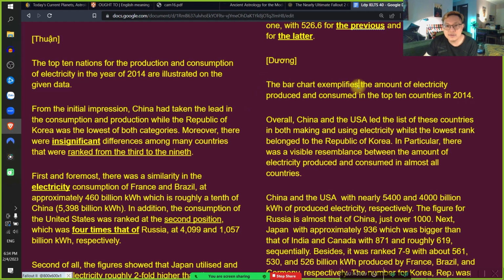90%. Exemplify. What do you say? The bar chart exemplify. Okay, exemplifies is the verb of example. Động từ của chữ example đó. Exemplify. Cái biểu đồ cột nó lấy ví dụ. Lượng điện sản sinh và tiêu thụ. Lấy ví dụ hả? Exemplifies. I don't think exemplifies is the right word in this case.